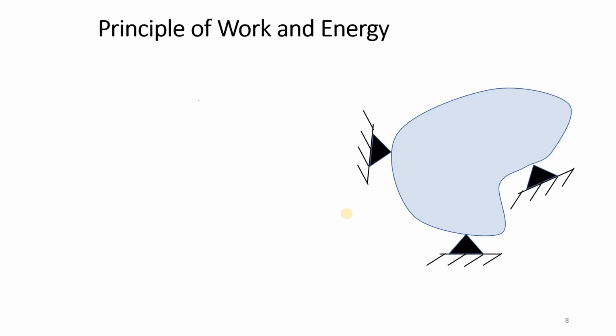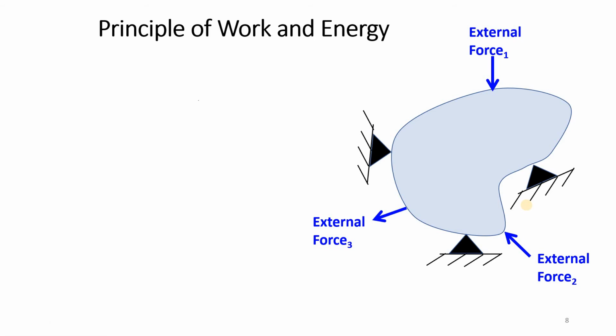If you consider this body of any arbitrary shape, in practice this would be either a truss or a frame or a beam, some sort of a structural member. So if you consider a general shape of any body, and then you apply some external loads to it, it's subjected to some external loads. I've shown arbitrary directions of the external loads, external force 1, 2, and 3. So what would happen? This body will deform. I'm sorry, shouldn't say deform. It does deform, but I wanted to say that the forces will produce some displacements.